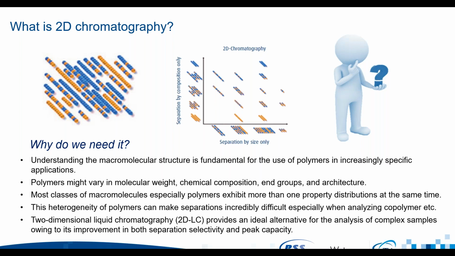Polymers vary in molecular weight, chemical composition, end groups, and architectures, and the heterogeneity of polymers makes separation incredibly difficult, especially when you're looking at things like copolymers or graft polymers. And 2D chromatography provides an ideal alternative to analyze those really complex polymers. As you can see from that graph, it improves both separation selectivity and peak capacity, and we start to see what I like to call the unknown unknowns that you didn't know were there.